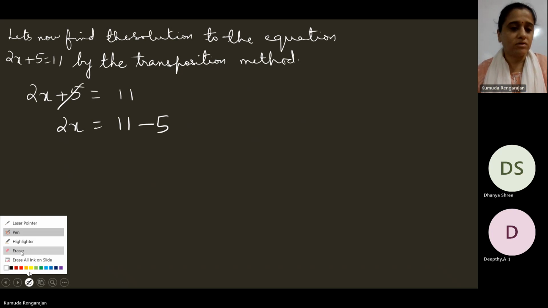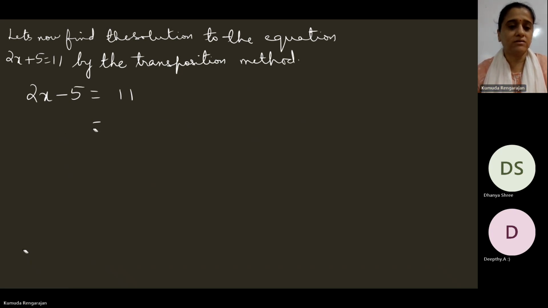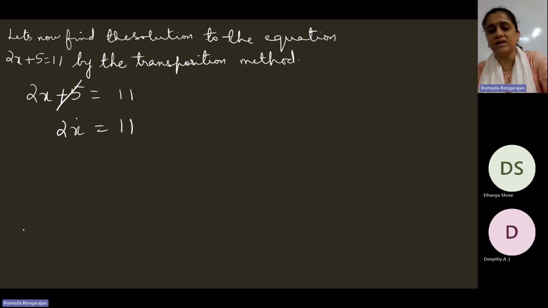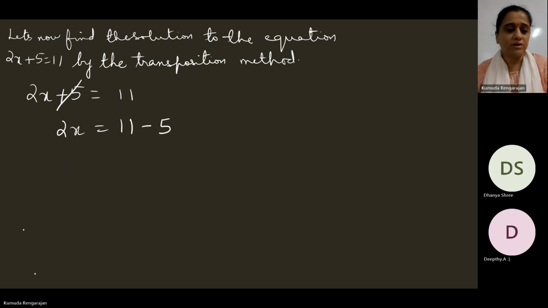Okay, so listen again. We're going to take plus 5 to the other side. Don't write that. Write the rest of the equation. 2x is equal to 11. Now this plus 5, when you take it to the other side, it will become minus 5. Don't cancel the plus 5.